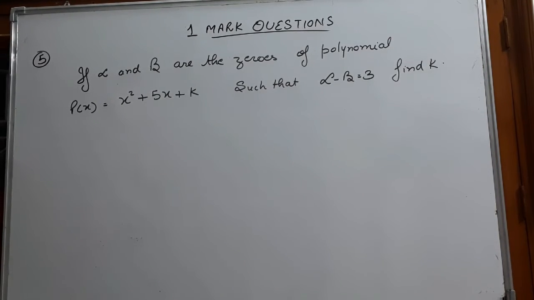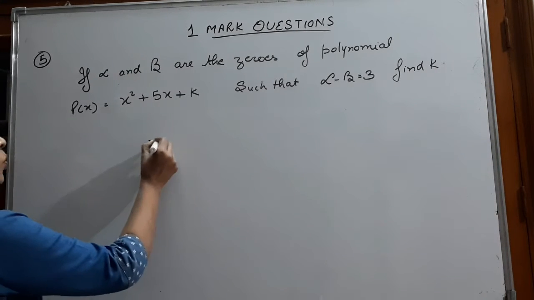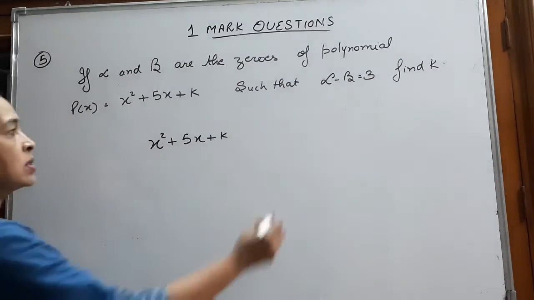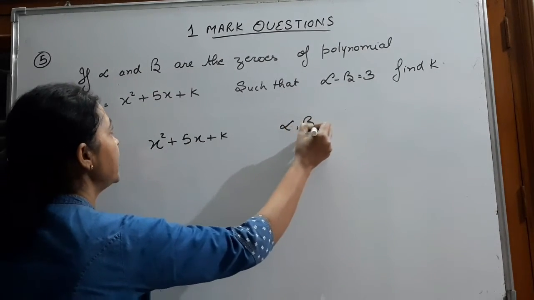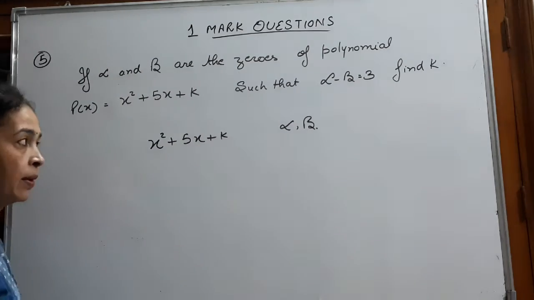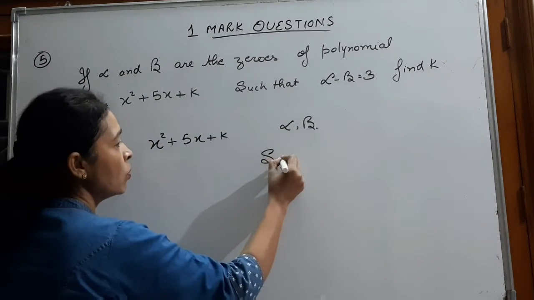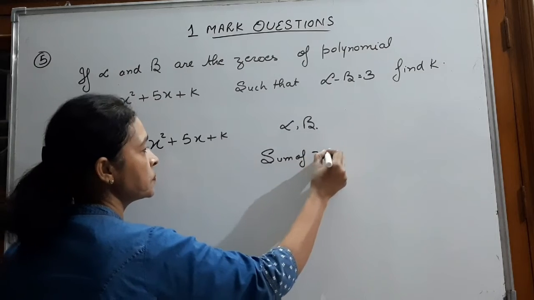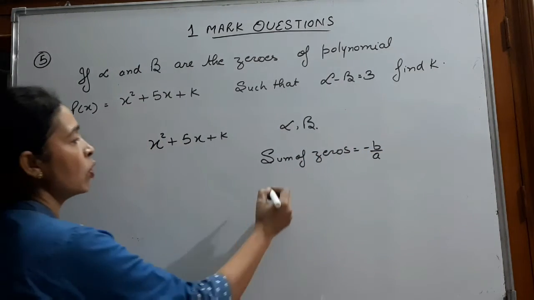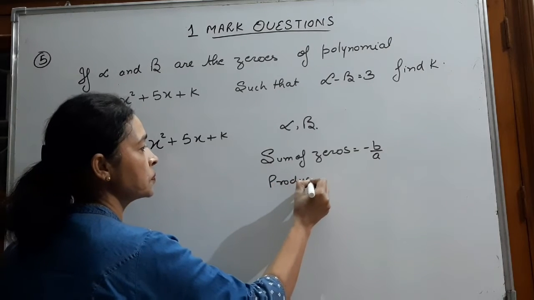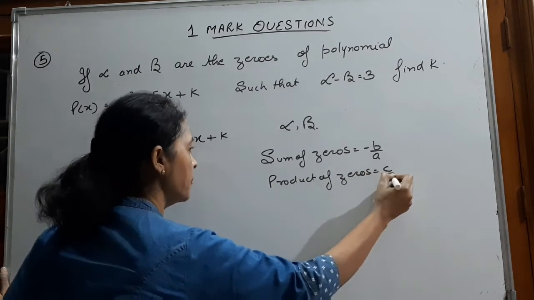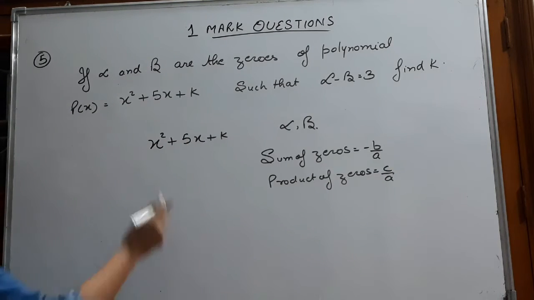If alpha and beta are the zeros of polynomial x square plus 5x plus k, we have two zeros, alpha and beta. Alpha minus beta is given. We have to find the value of k. First we know what is sum of zeros. Sum of zeros is minus b upon a. And what is product of zeros? C upon a.